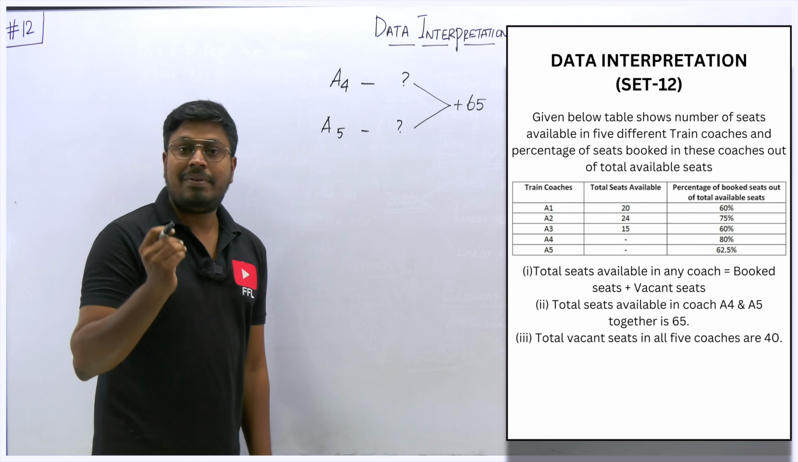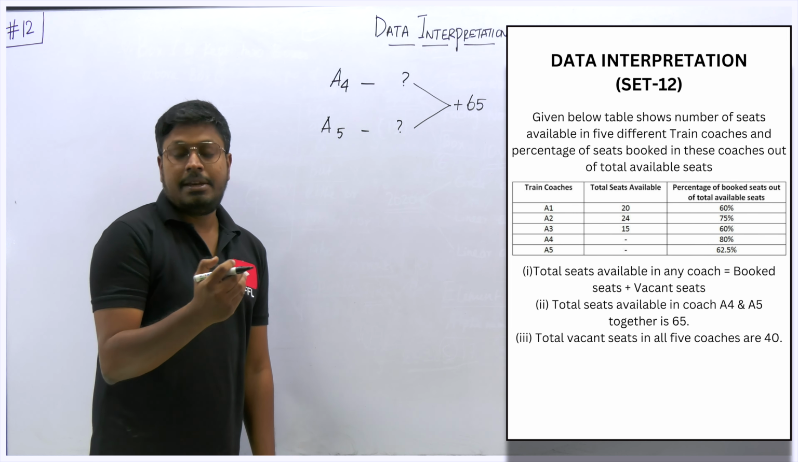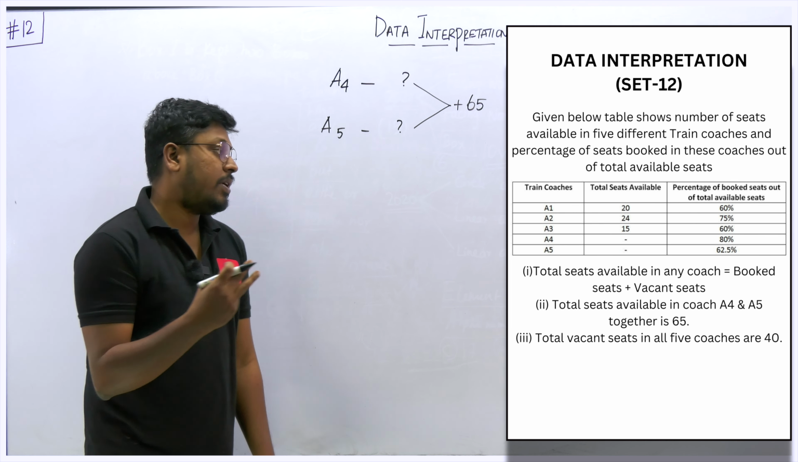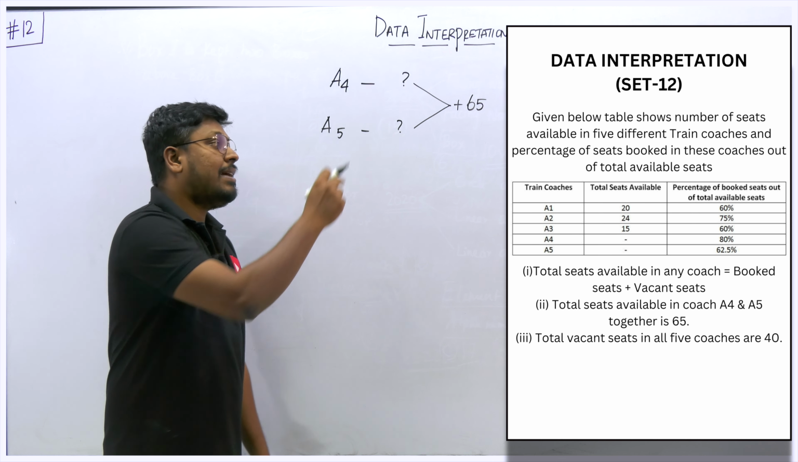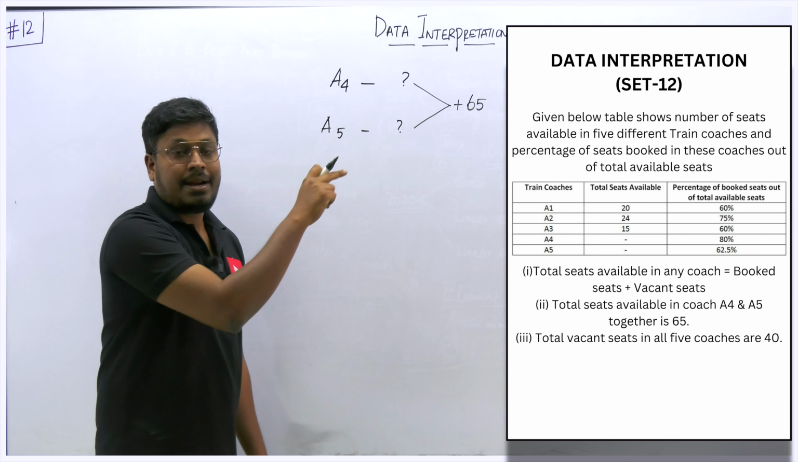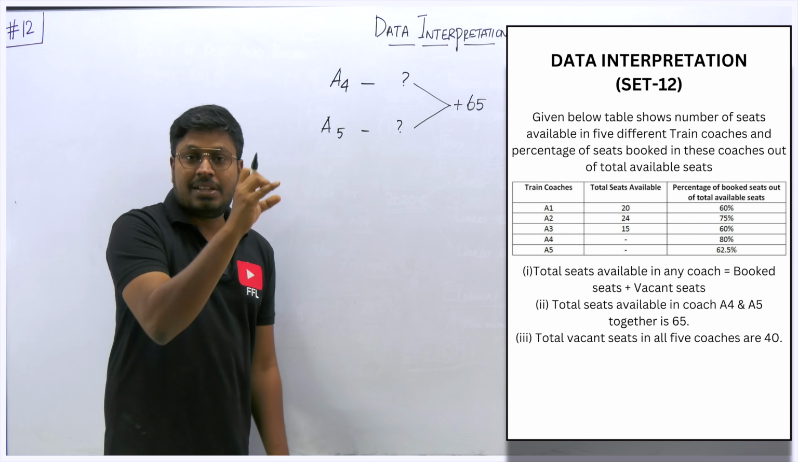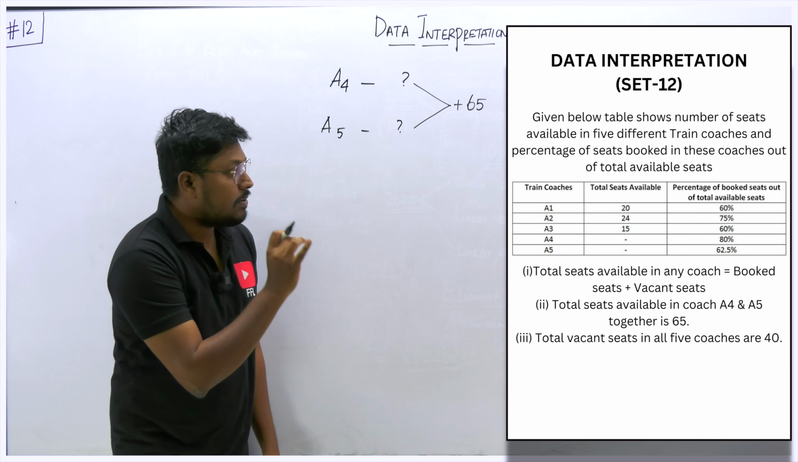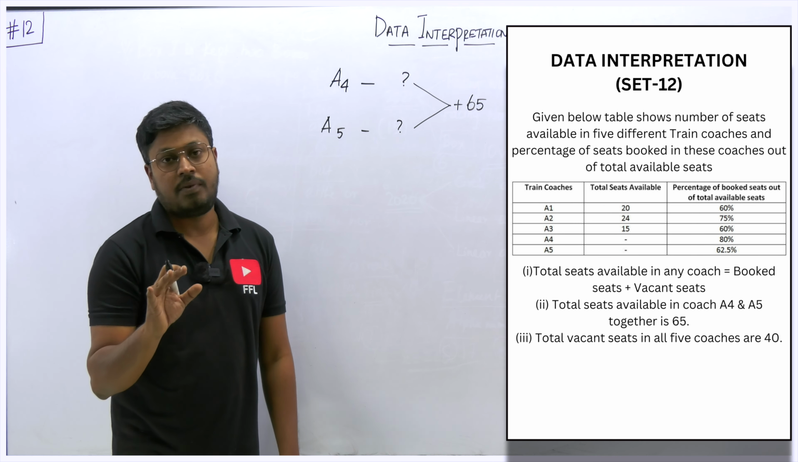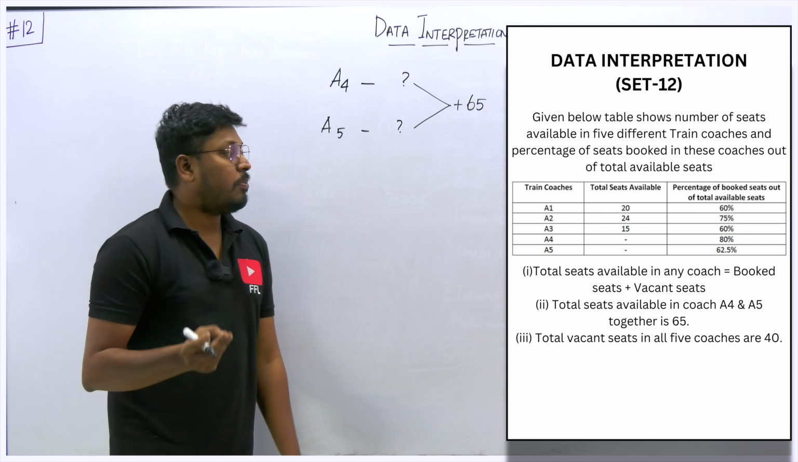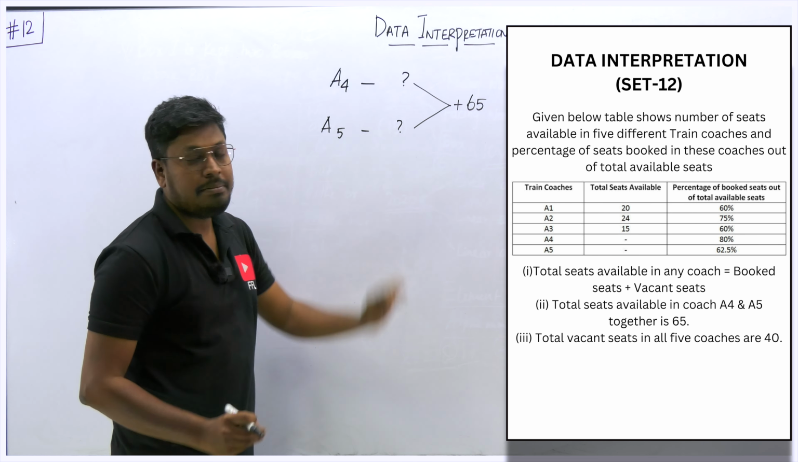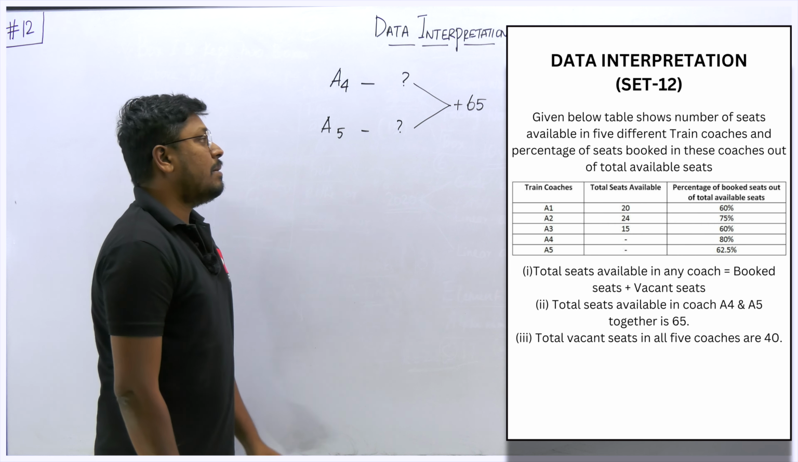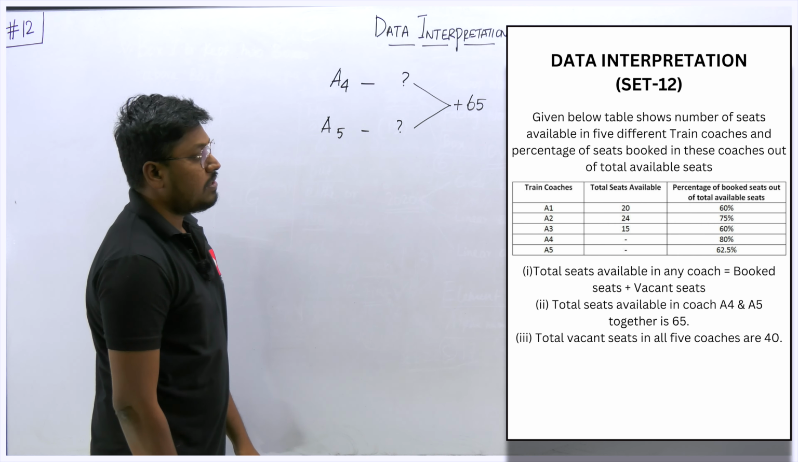Below that they have given 3 important points. Out of the 3 important points, the last 2 points are important. The vacant seat column is not given, so we would have to subtract each and everything. But here they have given the total vacant seat in all the 5 coaches is 40. And then they have given another important point: 2 missing values, total will be 65. So based upon it, we need to solve the questions they have given.